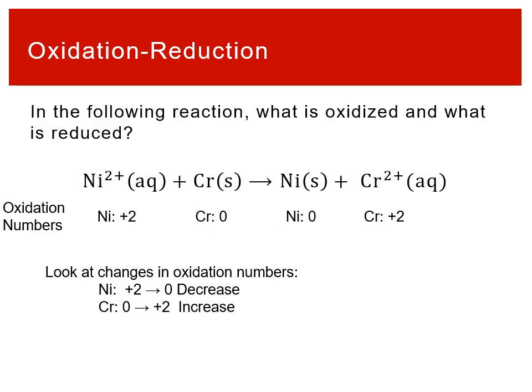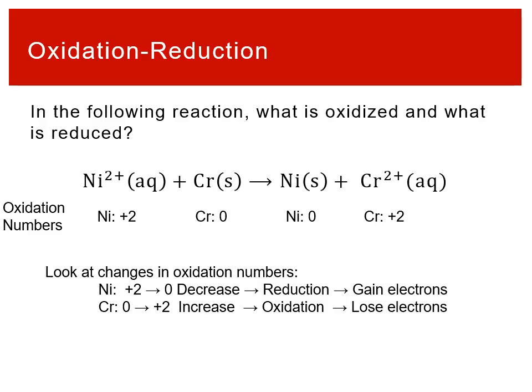Then if I look, I can see that nickel, that's a decrease. +2 to 0 is a decrease. Chromium, 0 to +2 is an increase. A decrease in oxidation number is reduction, and an increase in oxidation number is oxidation. You can see for reduction, there was a gain of electrons. Oxidation is a loss of electrons. OIL RIG, LEO GER, we want to be remembering those things.